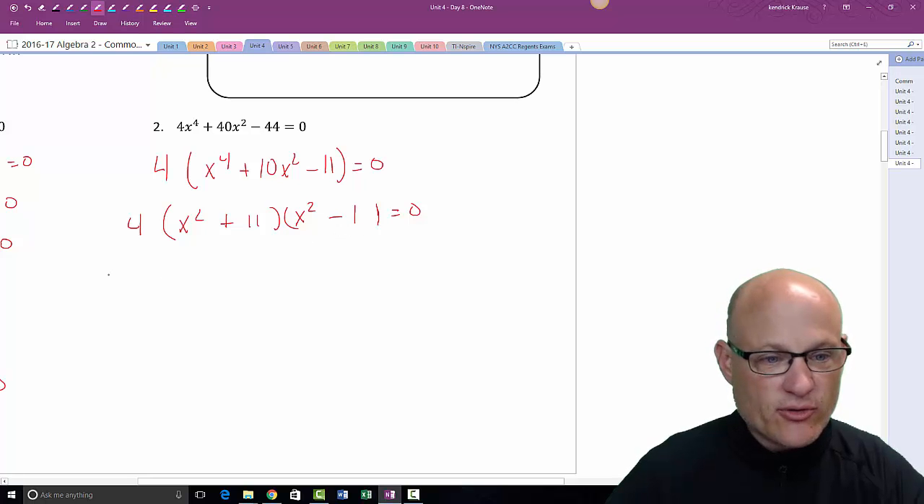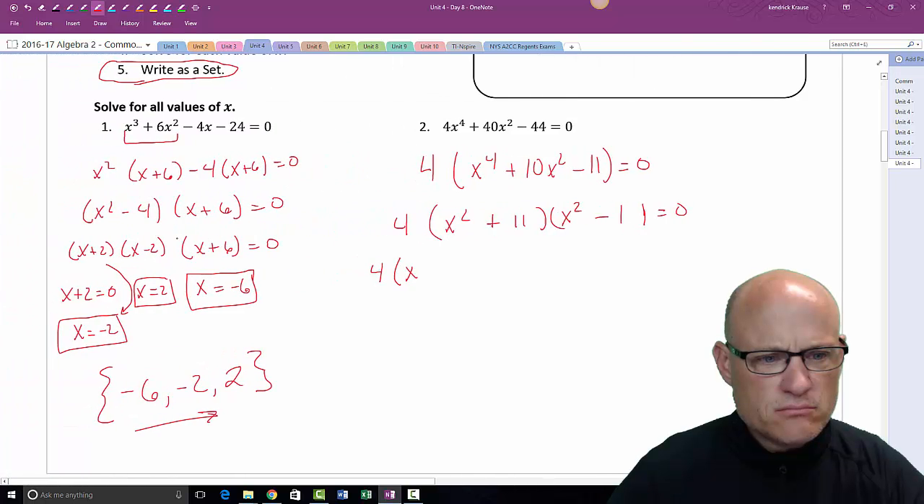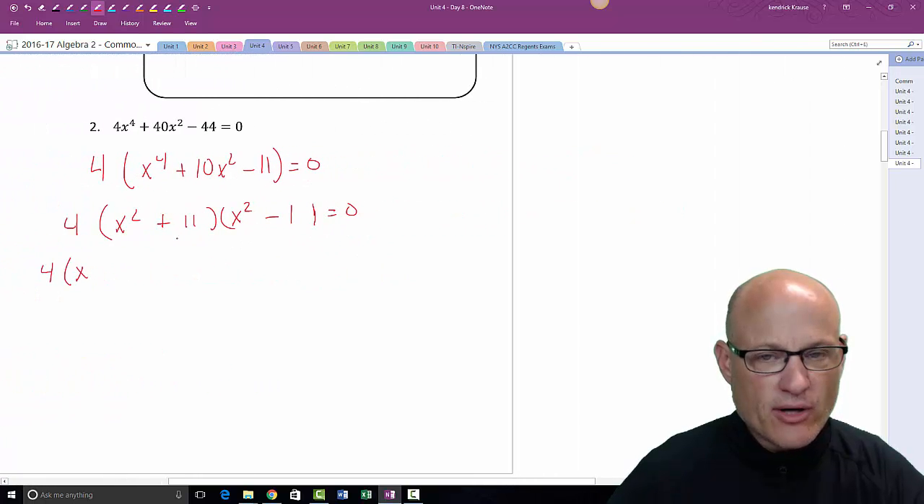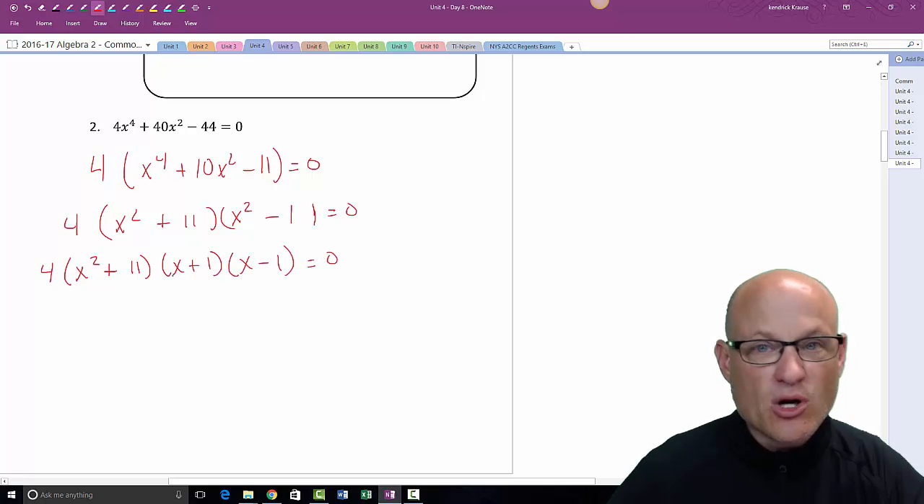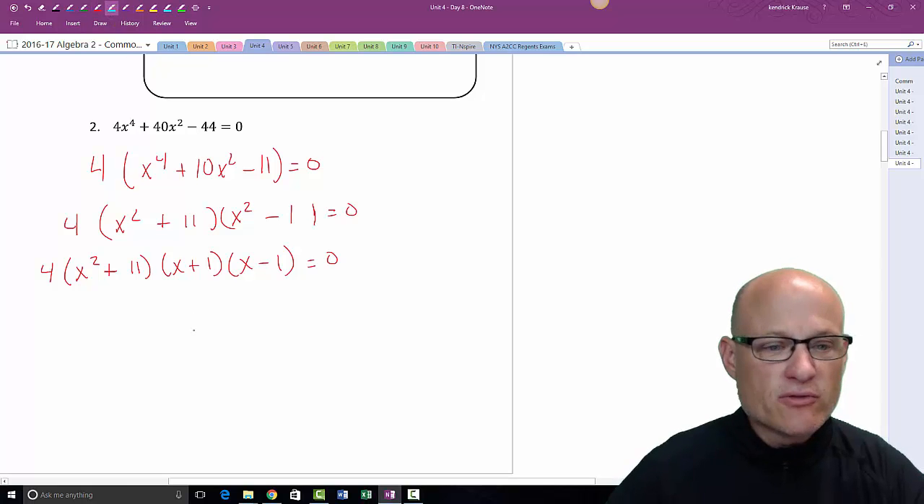Well, that one's not done, so we got 4. Sorry, thought I had a brain cramp there for a second. x squared plus 11, x plus 1, x minus 1 equals 0. Now, these two are easy. These two over here are easy.